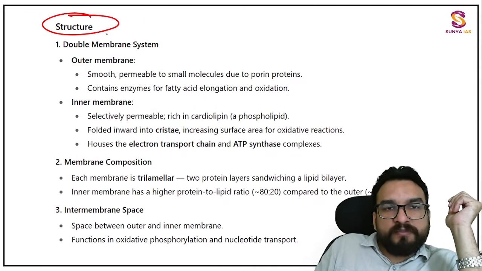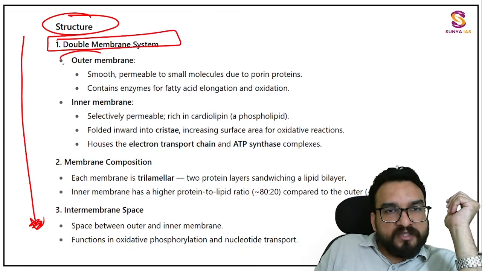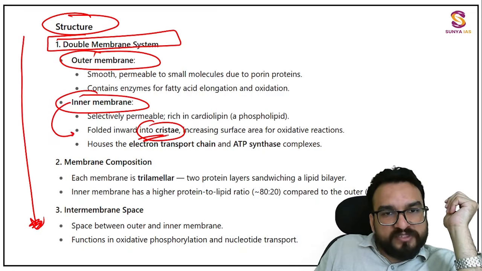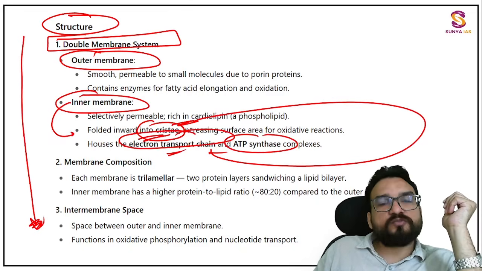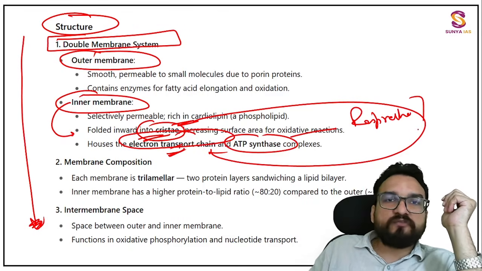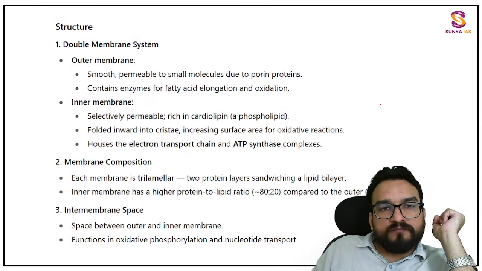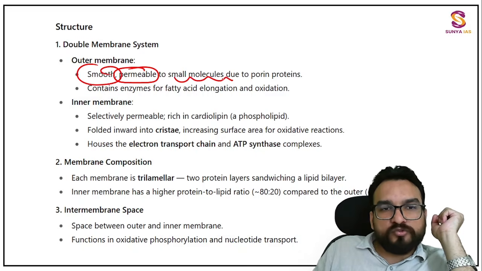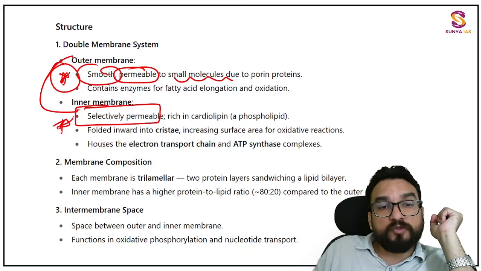The structure, when you write in the examination, you will write as it is. It is a double membrane system, outer membrane and inner membrane. The inner membrane contains folds inwards, called cristae, which help in ATP synthesis and the electron transport chain. You will understand this in the respiration chapter, when we take one full lecture on respiration. The outer membrane is smooth and permeable to small molecules, whereas the inner membrane is selectively permeable. Focus on this point also.